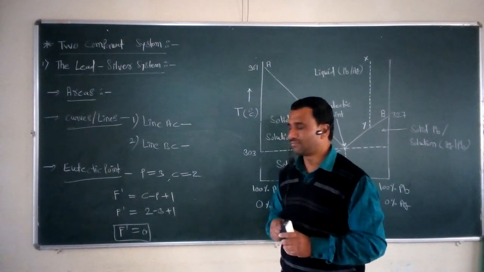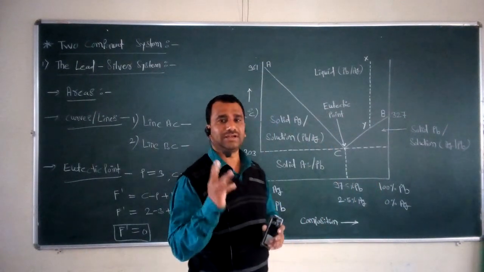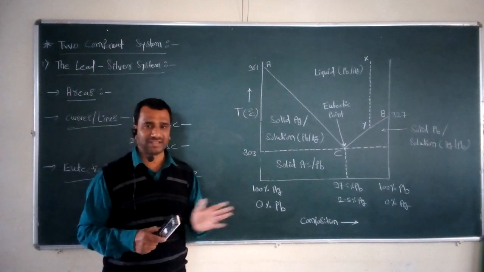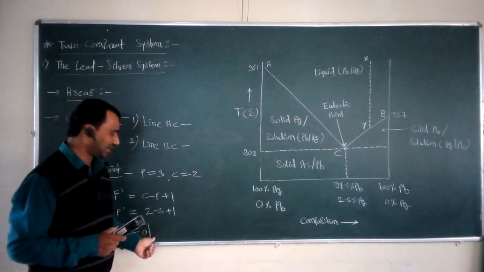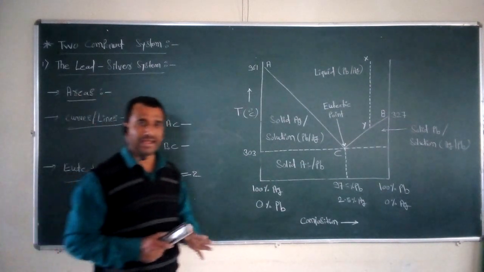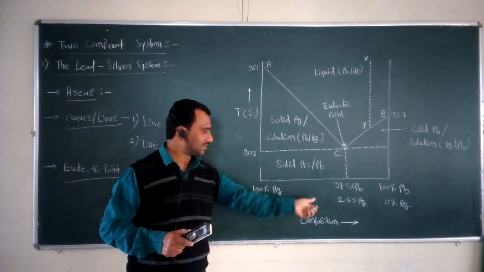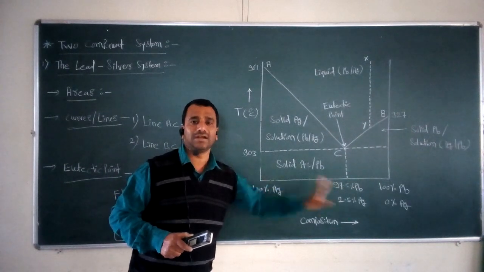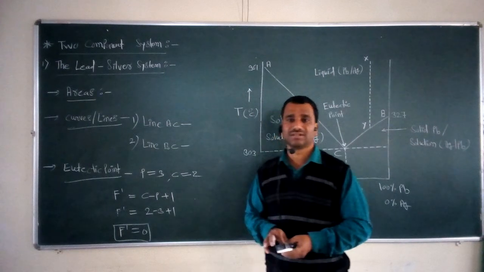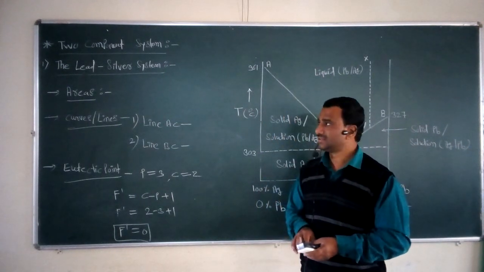This eutectic point is such a point in which three different phases are in equilibrium with each other. So we can say that at this eutectic point, the system is called a non-variant system, and this system is obtained only at a fixed value of temperature as well as a fixed composition of lead and silver. So this is an important two component system called the lead silver system.